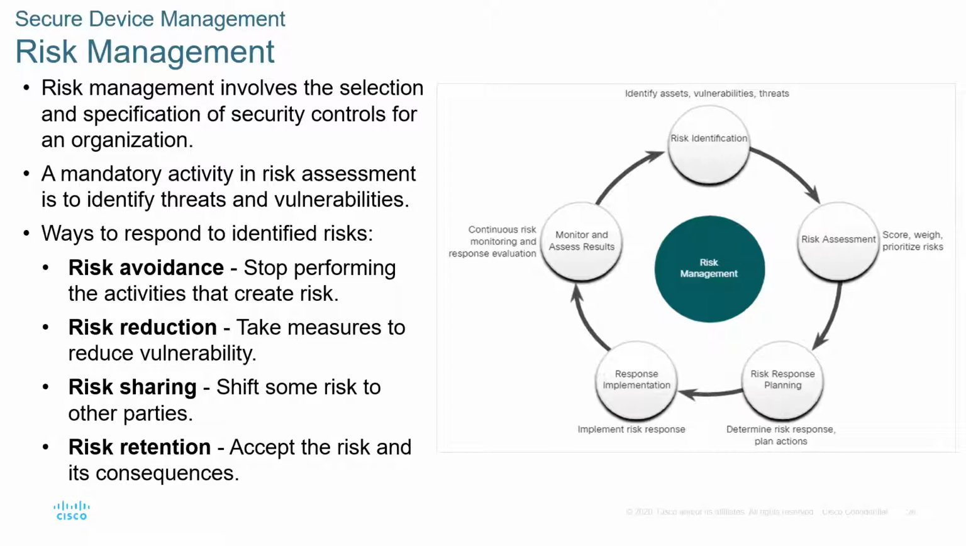So you have risk avoidance, which is to stop performing the activities that created the risk. You have risk reduction, in order to take measures and reduce vulnerability. Risk sharing is going to shift some of that risk to other parties. And then risk retention is to accept that risk and the consequences that come out. So when you're weighing all of these out, you're going to find different ways to do this.